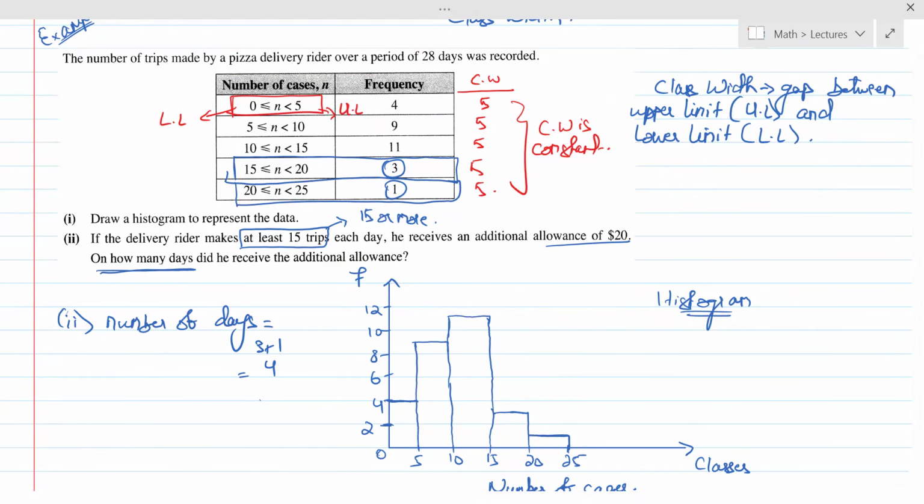Now we are moving on to the next example, where we would be having a frequency distribution where the class width is basically not constant. Let me pick an example.